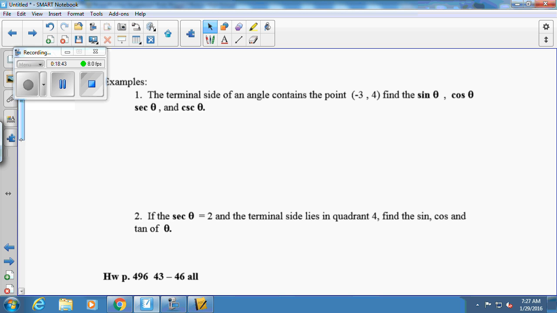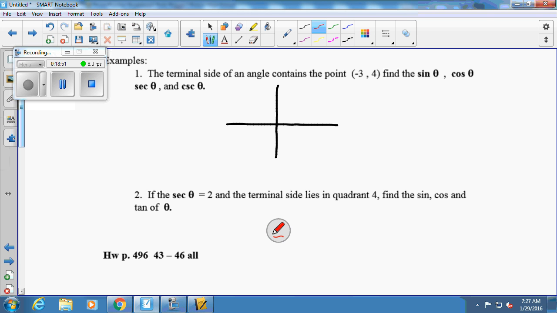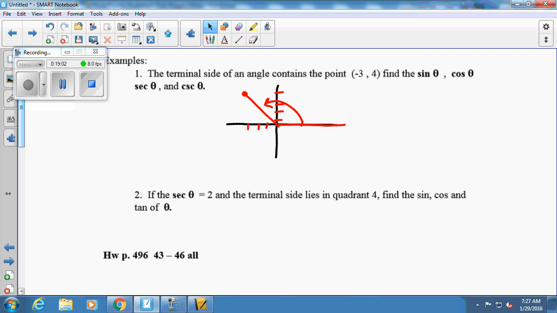It says the terminal side of an angle contains the point (-3, 4). I always have to get myself a picture of this. So it says the terminal side is over 3 to the negative and up 4 to the positive, and it's sitting right here. So this is my angle. Would you agree or not? Is that angle bigger than 90? Bigger than 180? Can you have an angle bigger than 180? You can. Okay. So that being said, I know my x coordinate and I know my y coordinate.